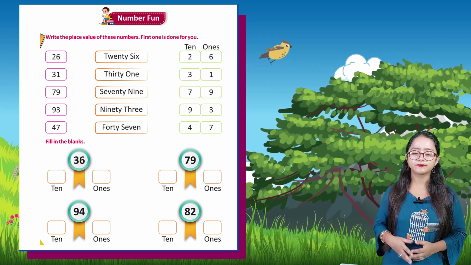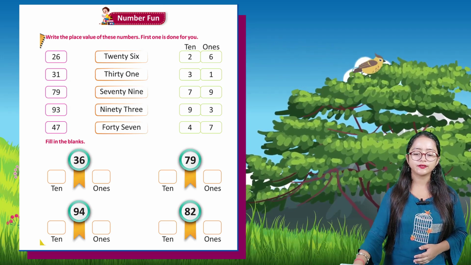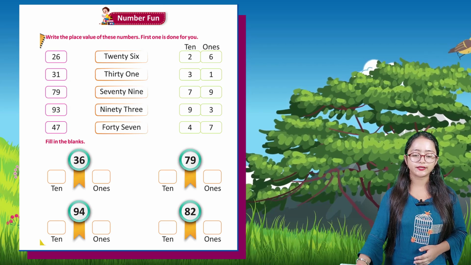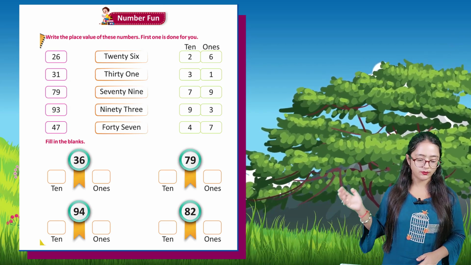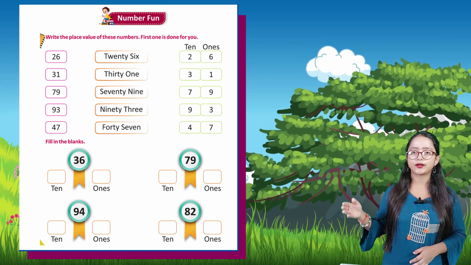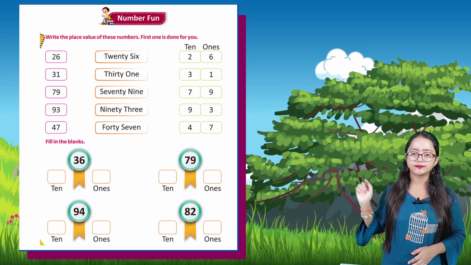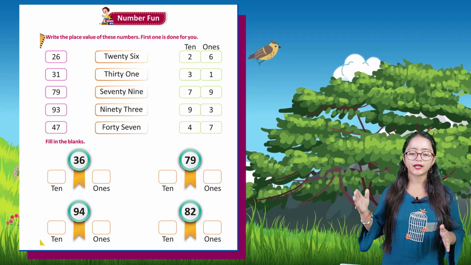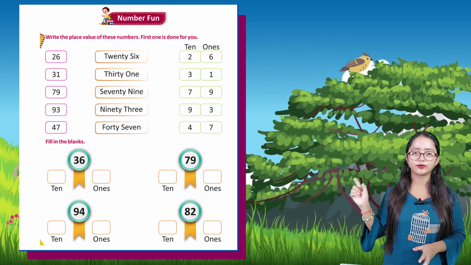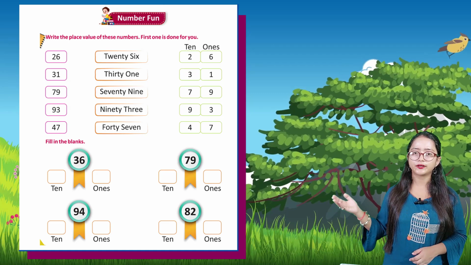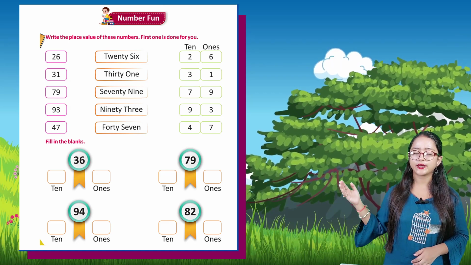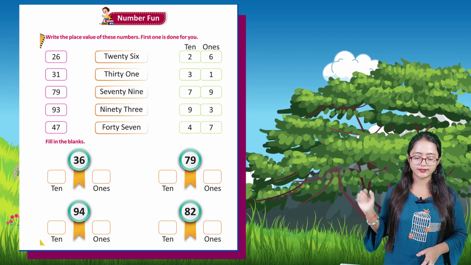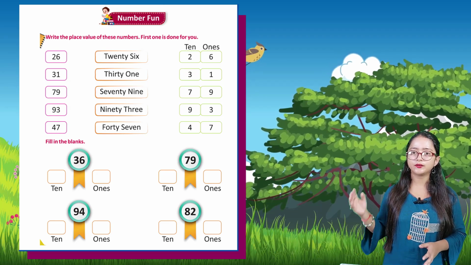Now fill-ups. 36 is given. So you have to write 3 in the tens place and 6 in the ones. Now you have to write down 7 in tens and 9 in ones. Now the another question. 94. 9 you have to write down in tens and 4 in ones. Next one, 82. 8 you have to write down in tens and 2 in ones.